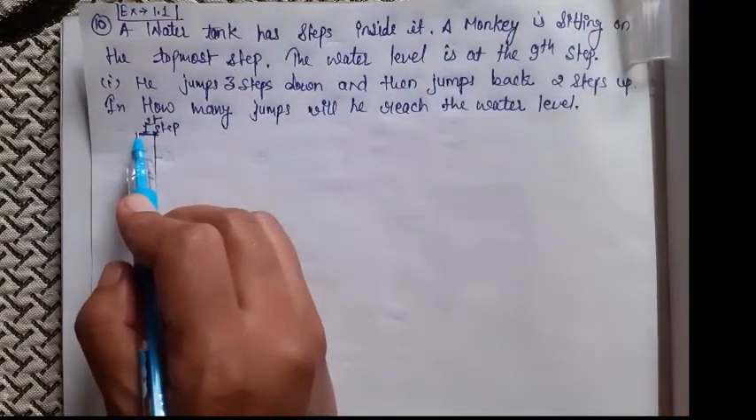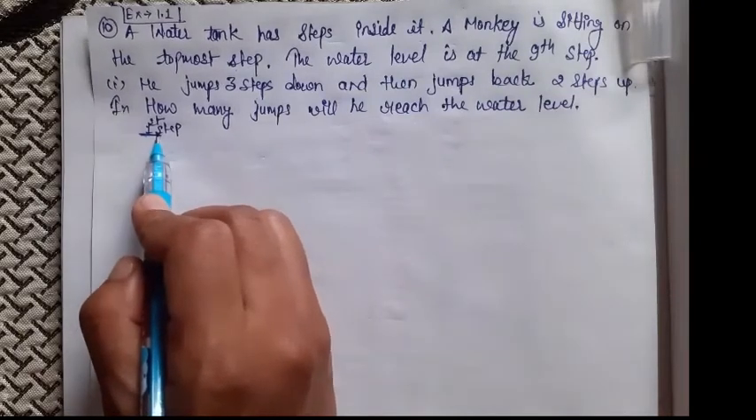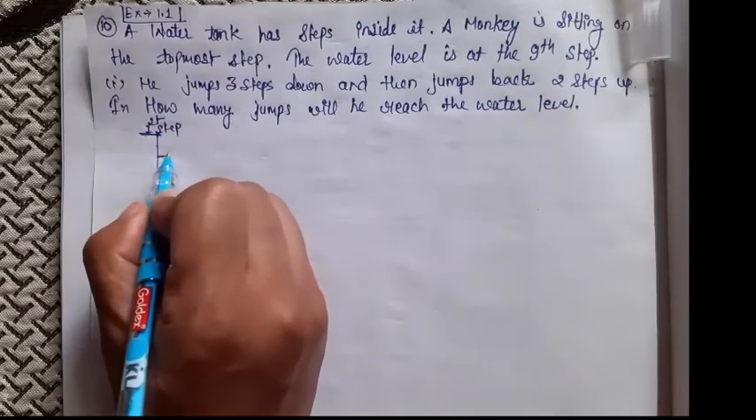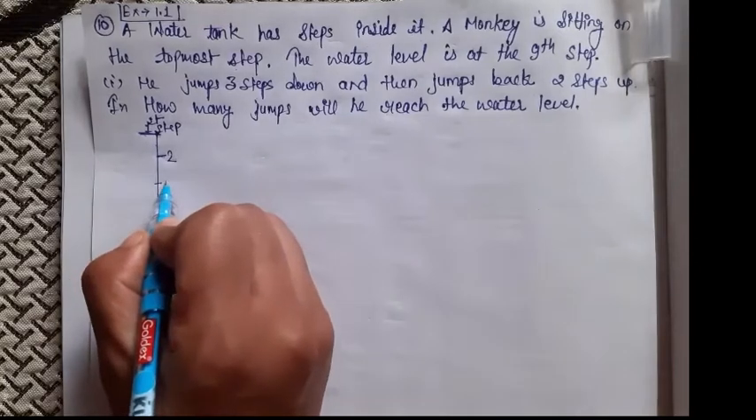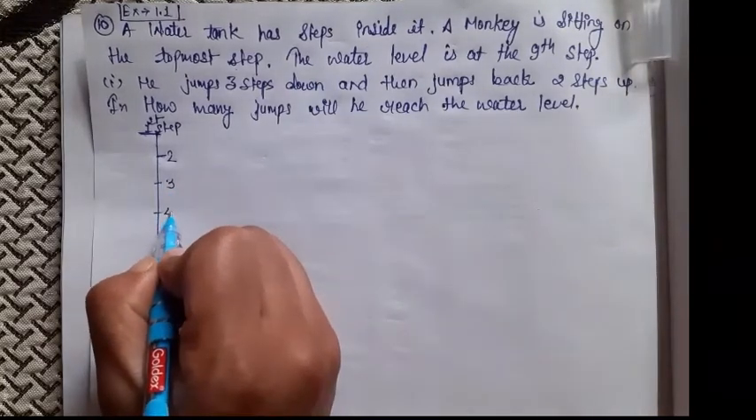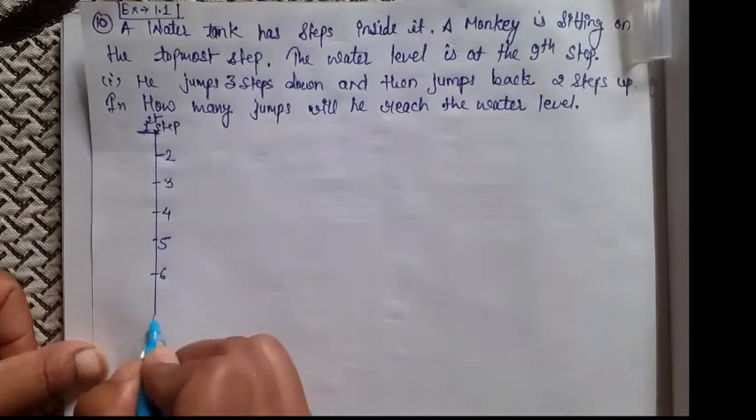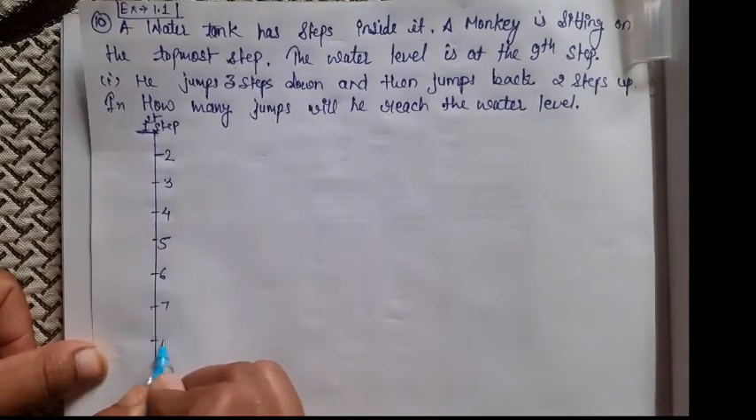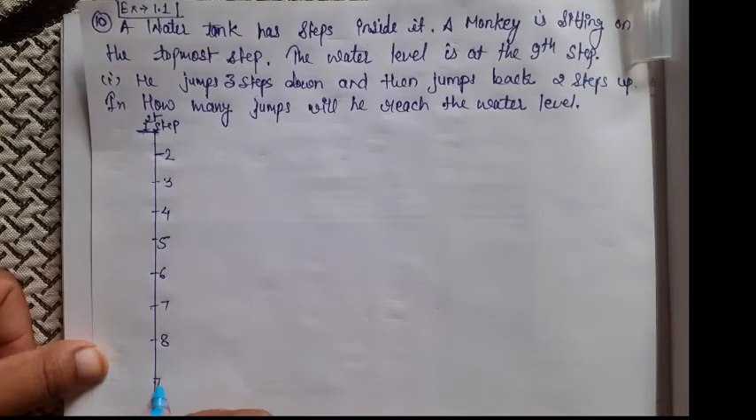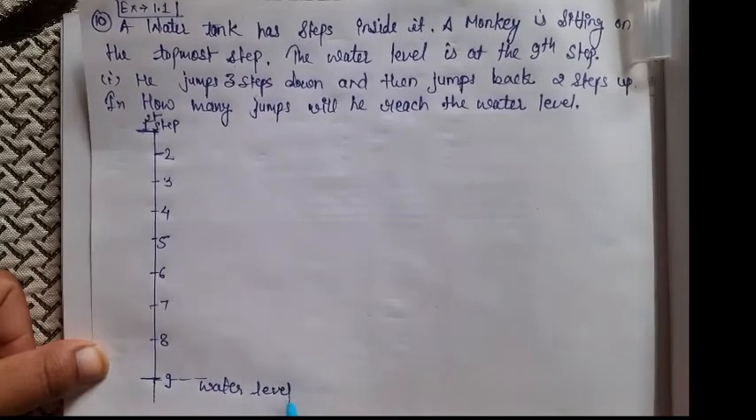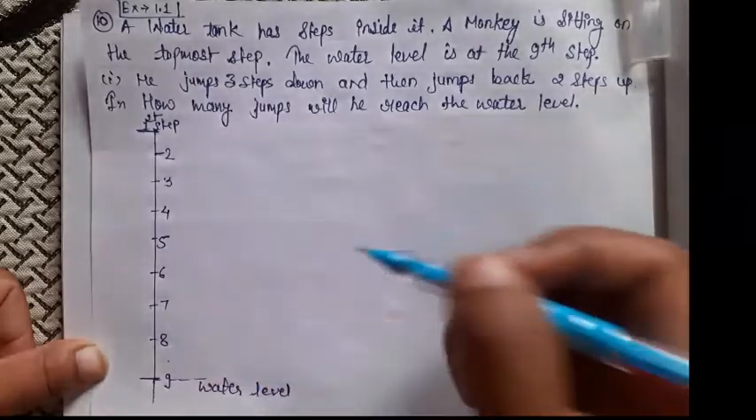Means here a monkey is sitting on first step. So here this is second step. This one is third, fourth, 5, 6, 7, 8 and this is 9th. And here this is the water level. And monkey will reach to this point.